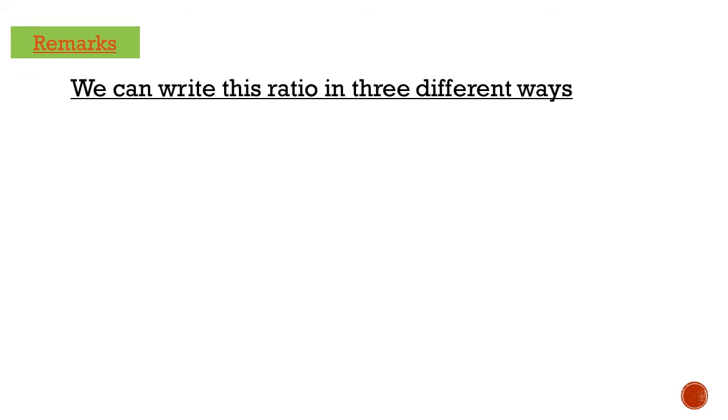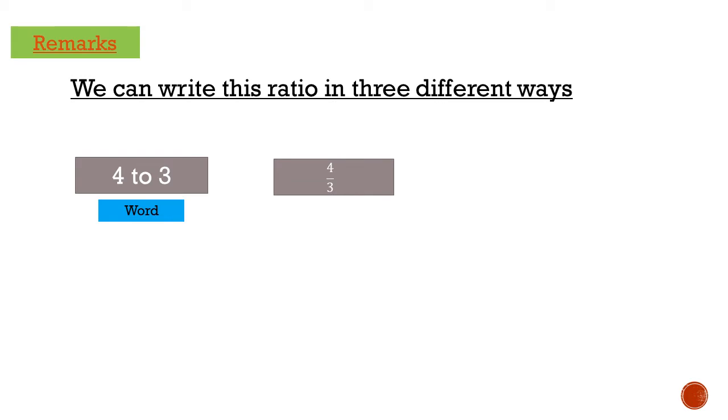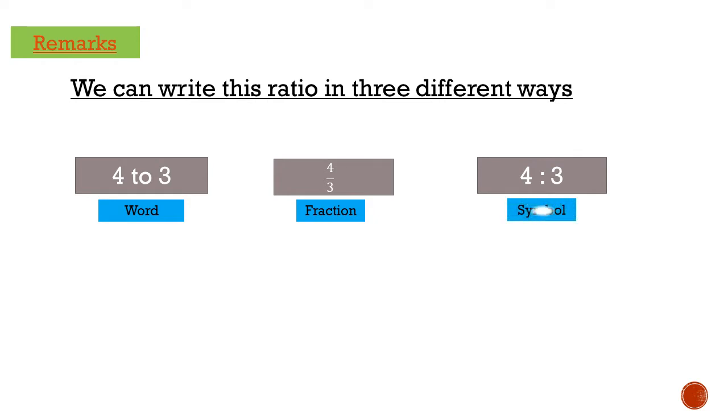We can write this ratio in 3 different ways. 4 to 3, this is called word form. 4 over 3, this is called fraction form. 4:3, this is called simple form. These 2 dots are a symbol of the ratio.